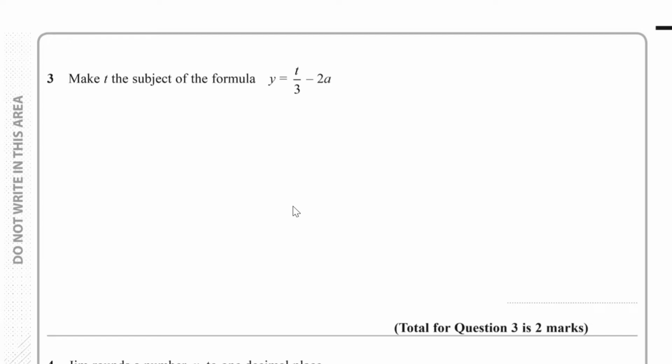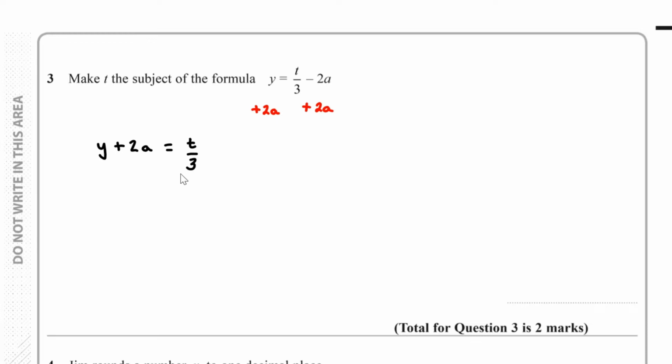Question 3, we have to make t the subject of the formula y equals t over 3 minus 2a. Well, first thing we can do is add 2a to both sides. So we have y plus 2a equaling t over 3.